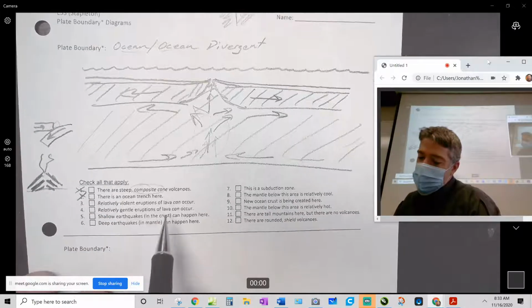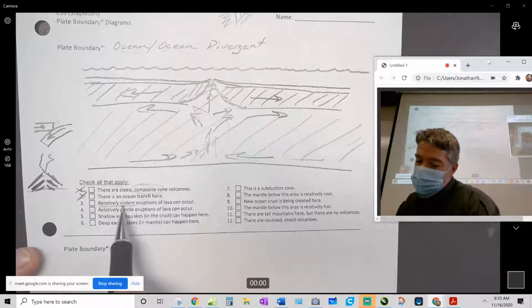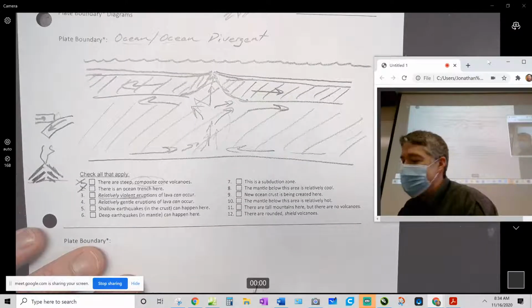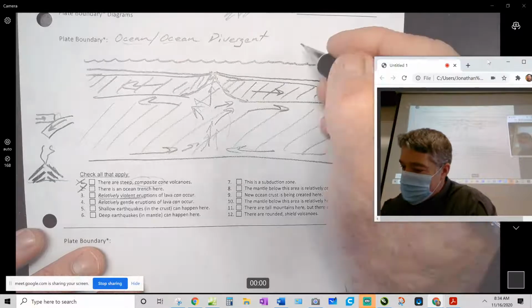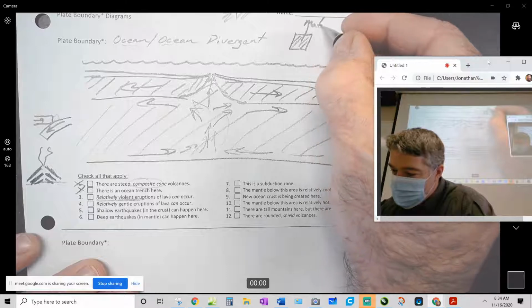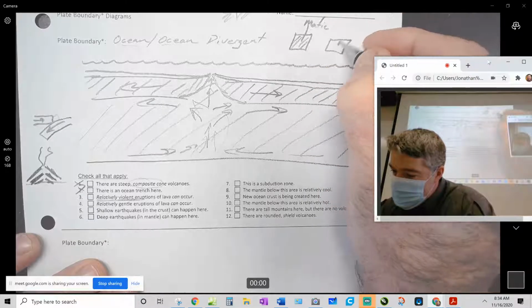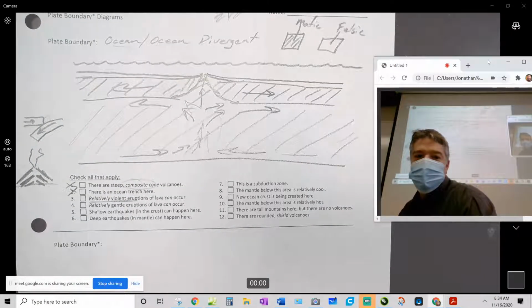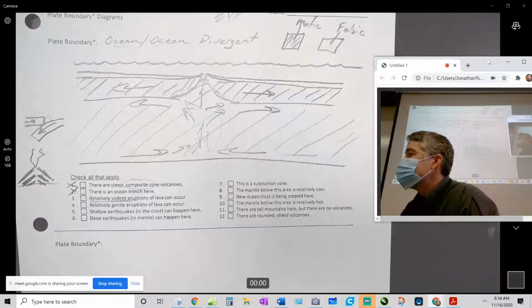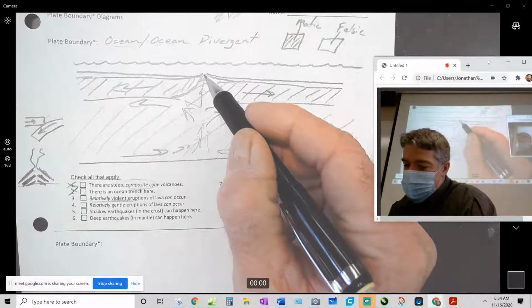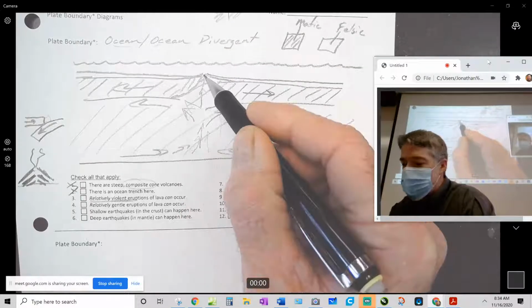Relatively violent eruptions of lava. The way we figure that out is by looking at the type of lava. Is this lava mafic or felsic? I'll draw a little diagram up here. This is mafic. This is felsic. Which kind of lava do we have going to the surface? Do we have lava right here? That's where the lava comes up. Is that lava coming from a source that's light or dark?